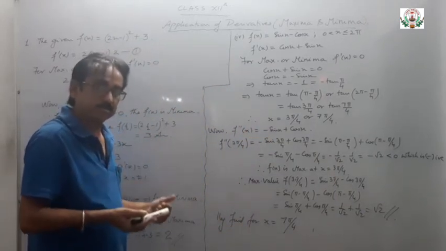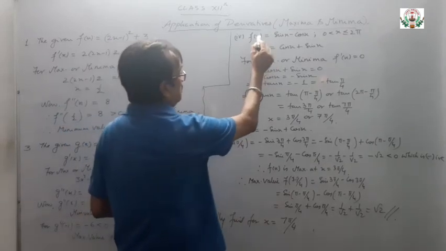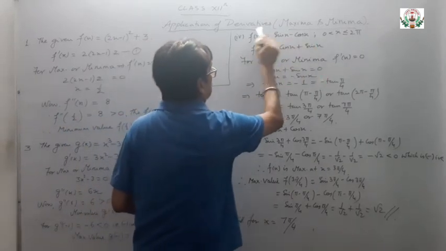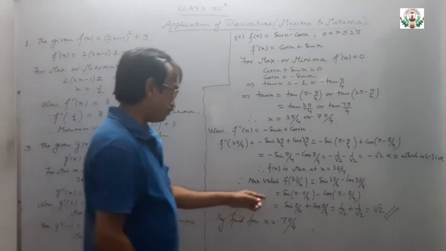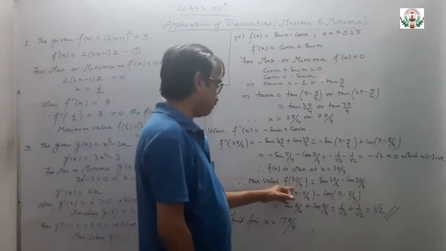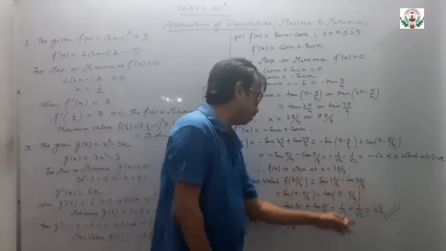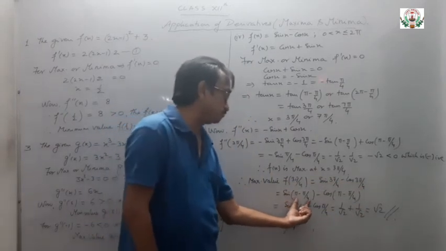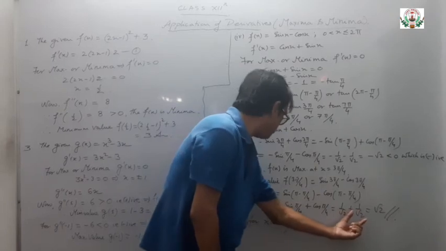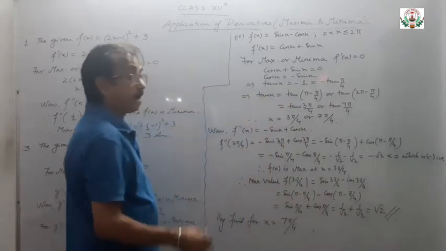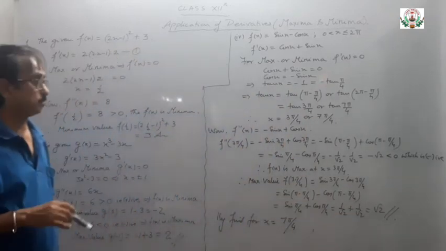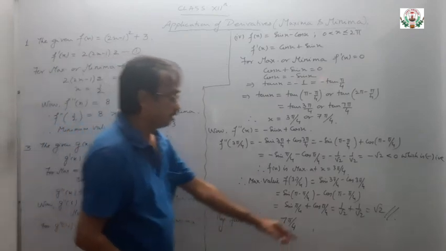For calculating its maximum value, we have to substitute 3 pi by 4 in the given function. So f of x will be equal to 3 pi by 4 sin 3 pi by 4 minus cos 3 pi by 4. So after again simplification, we get the maximum value at the point 3 pi by 4 of the given function is root 2.